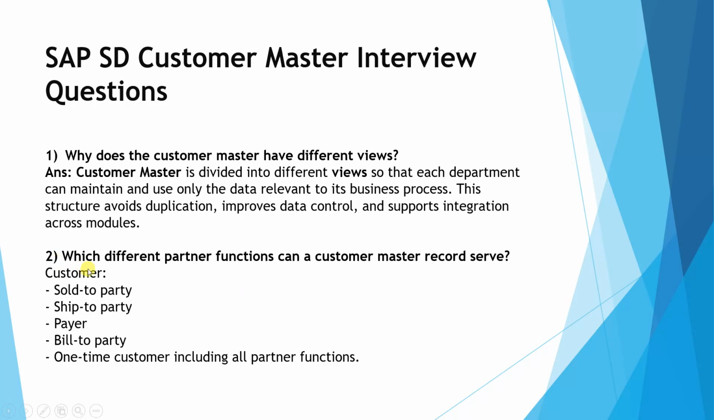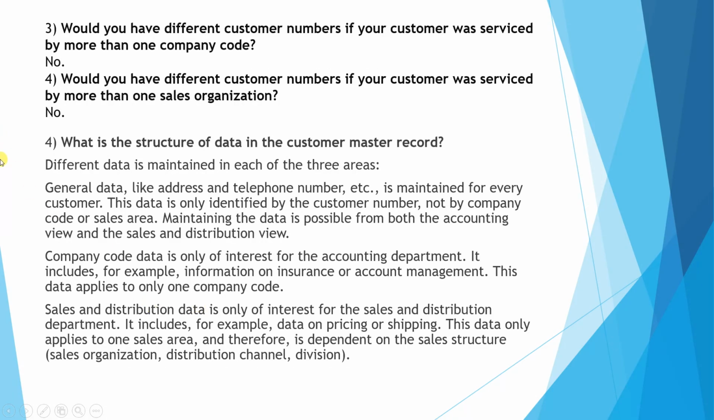Can a customer master data record serve with different partner functions? Yes. We have four partner functions, as I have already told you: sold to party, ship to party, payer, and bill to. Now the third question: do you have different customer numbers if your customer is served by more than one company code? No. Do you have different customer numbers if your customer is served by more than one sales organization? No.